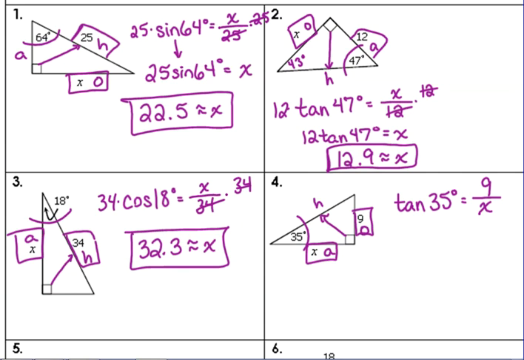A little different here. Our variable's in the denominator. Go back to the warm-up for a second. We want to get the variable out, or solve for the variable. We got to start by getting it out of the denominator. Multiply both sides by X. Turn around and divide by tangent of 35.